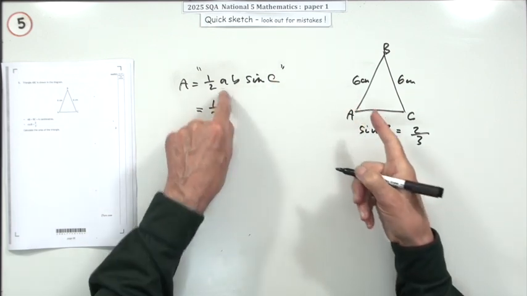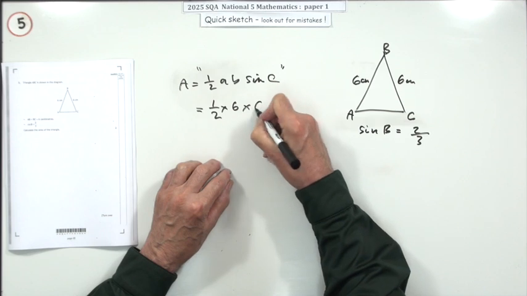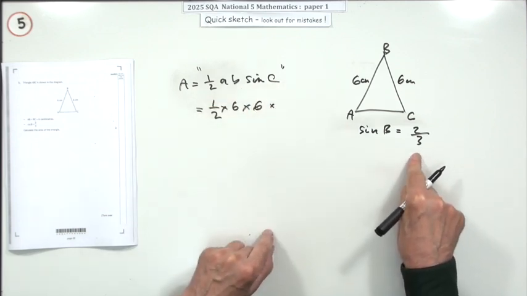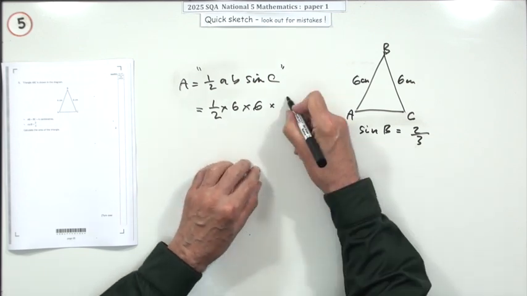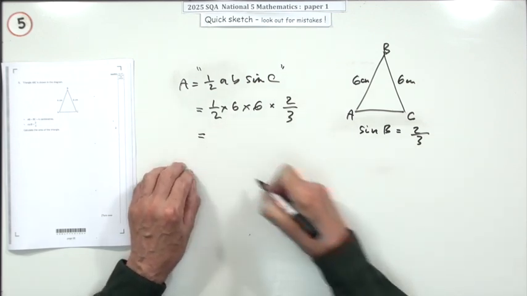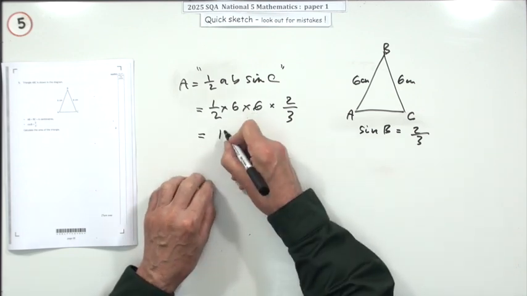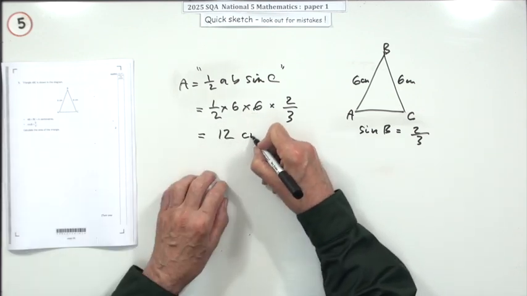I'm just going to put in the sides, so it's two sides, 6 times 6, and the sine of the included angle, no, that's not sine 2/3, that's already been done. It is 2/3. So it's just a case of that work out. The 2's cancel, 3 will go into that twice, 2 6's are 12, and it's all in centimetres.